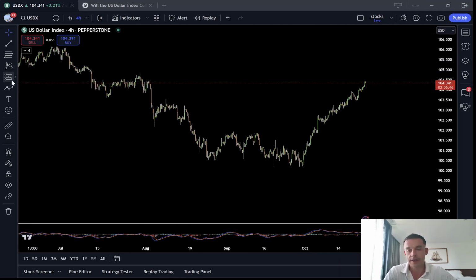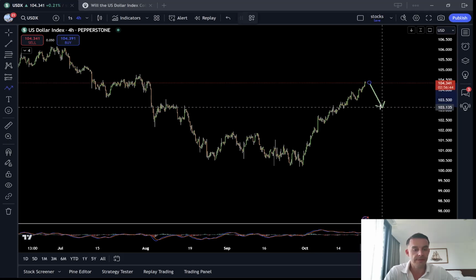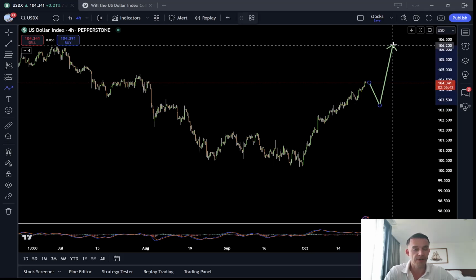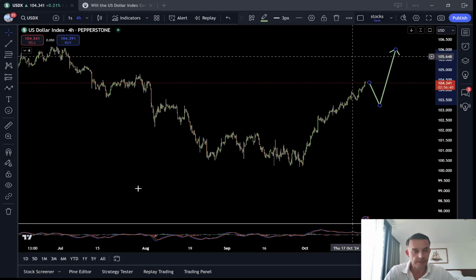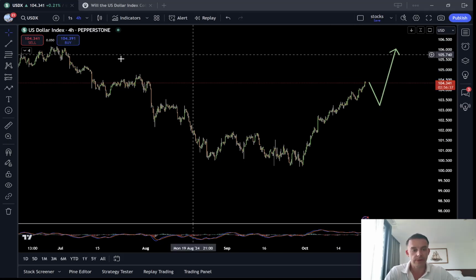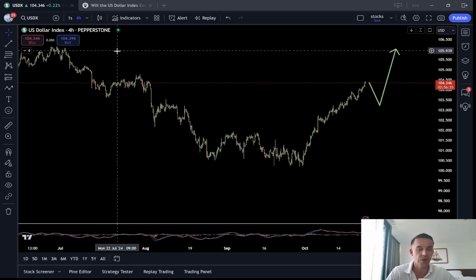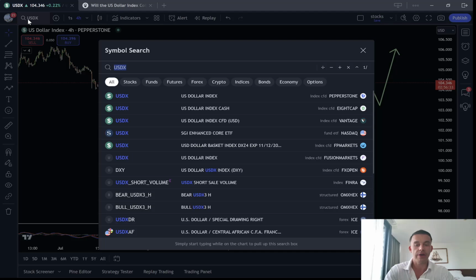Because we could get a quick move down, followed by a sharp move up to the top of the range. So it's going to be interesting to see what occurs on the US dollar index. At the minute, a short-term selling opportunity or correction is on the cards.